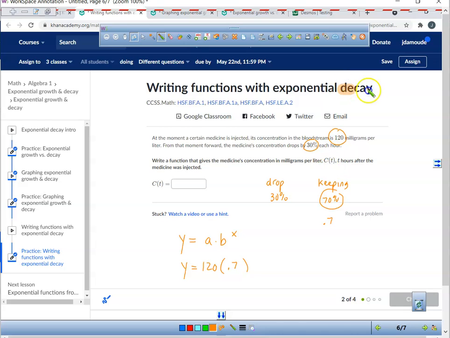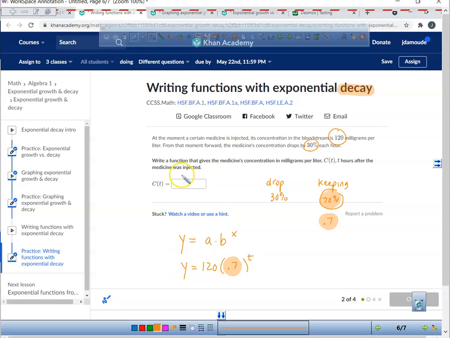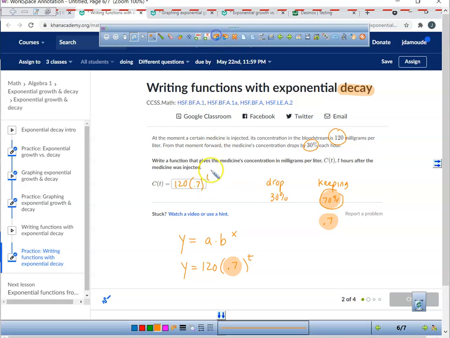Understand, when you have what's called exponential decay, your b value is what you keep. It's not what you lose. Okay? And I'm going to raise that to the power of t for our problem. Okay, so instead of x, I'm going to put a t. So it'll be 120 parentheses 0.7 to the power of t.